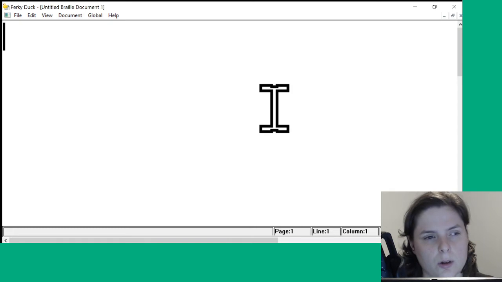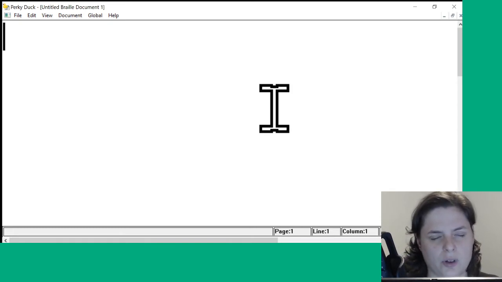So, the Braille Cell. Just as a reminder for Perky Duck, put your fingers on home row. The first three fingers of both hands are going to be how you make your dots. So, the Braille Cell is made up of 6 dots.